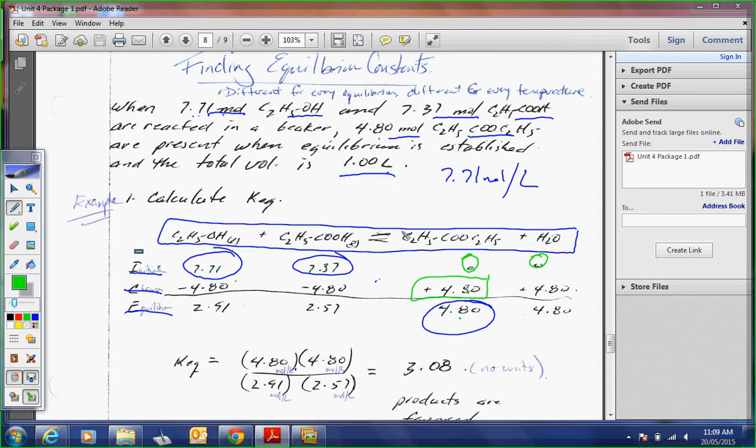And then, because this is a 1-to-1 mole ratio, for every mole of ester, I must have also made a mole of water. So if I've made 4 moles of ester, I must have made 4 moles of water, and 4.8 moles of ester means 4.8 moles of water. So it must have also changed by 4.8, and at equilibrium, it must be 4.8. Everybody okay with the green bits? Why is it positive 4.8? Because the reaction made 4.8. I didn't take it away, didn't react it, it produced it.